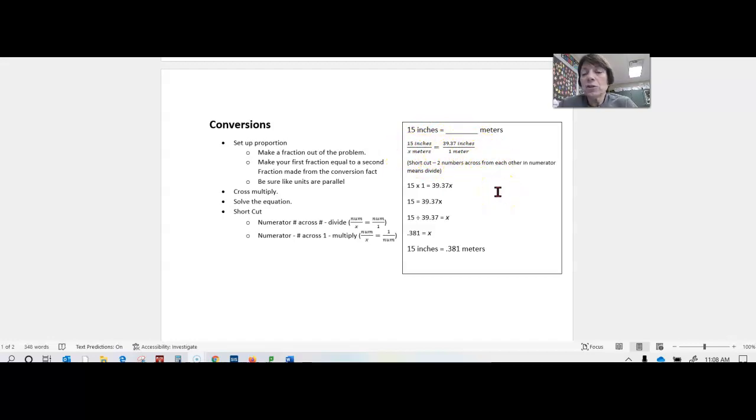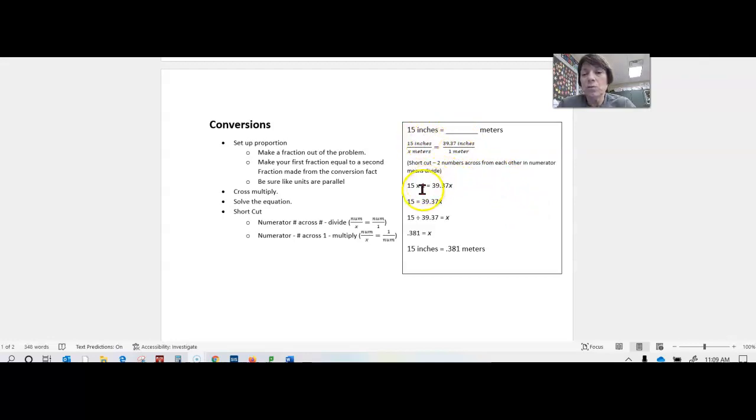Now, if you're using your shortcut, you know that because both numbers are in the numerator, we don't have a 1 up there because these are numbers other than 1. This is going to be a division problem. If we had the number here and the number here with the 1 up here, that would be a multiply problem. But one way we can do this then is to go ahead and cross multiply.